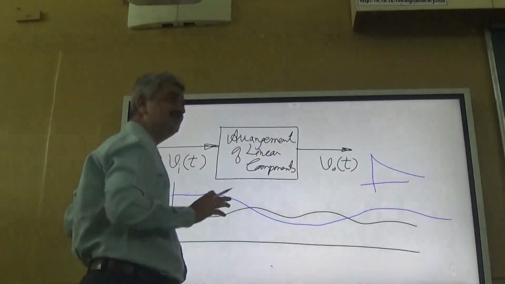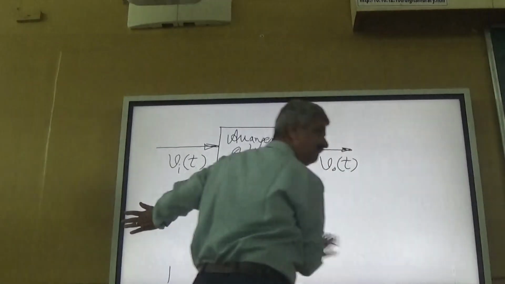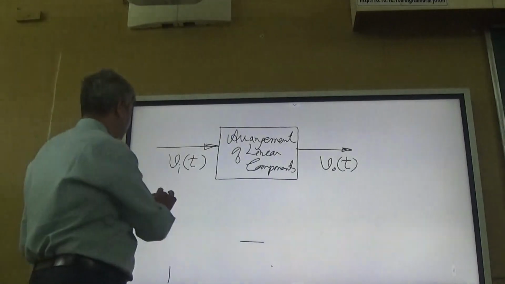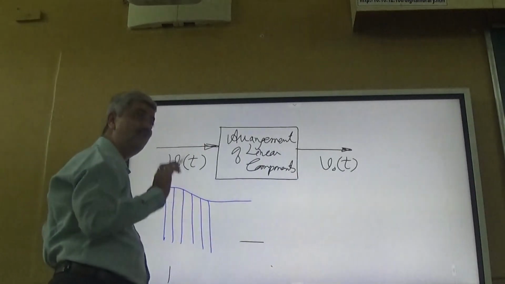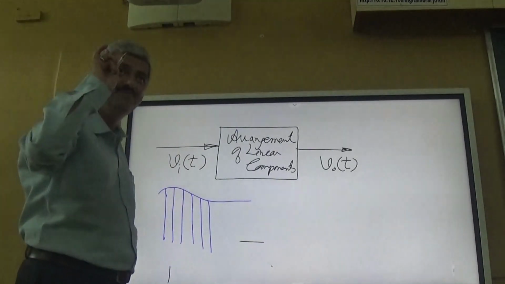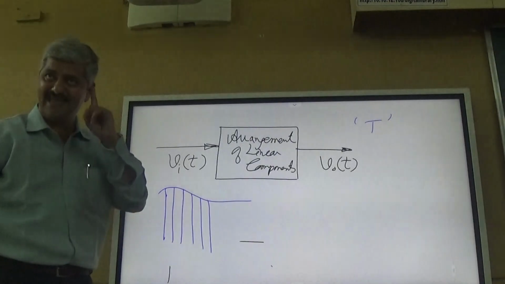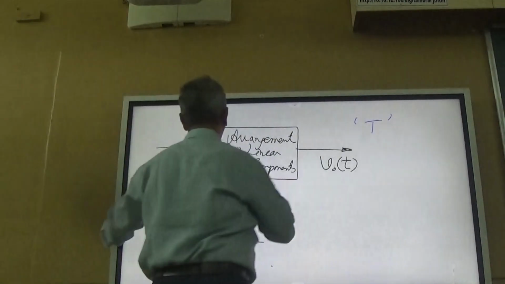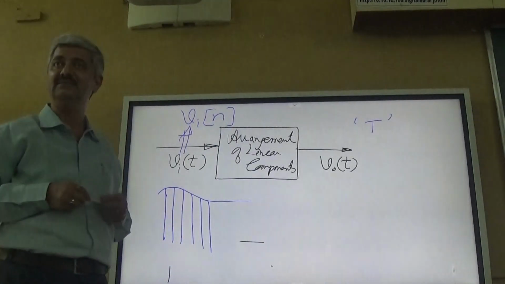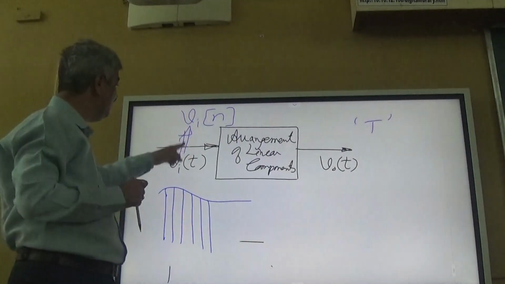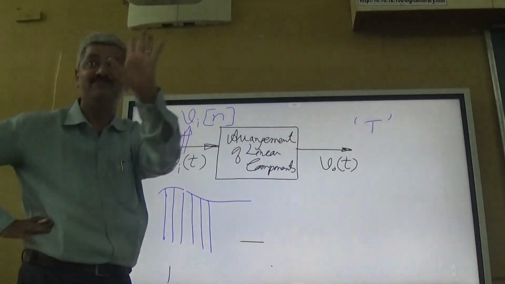The input V in T we convert into V in N. What we do is we sample. We do not digitize, we only take samples. Sample the input and output at time capital T. So capital T is the sampling time. When we take samples at time capital T, V in T gets converted into V in N. V in N and V out N. T is a real number starting from 0 onwards, whereas N is an integer starting from 0 onwards.